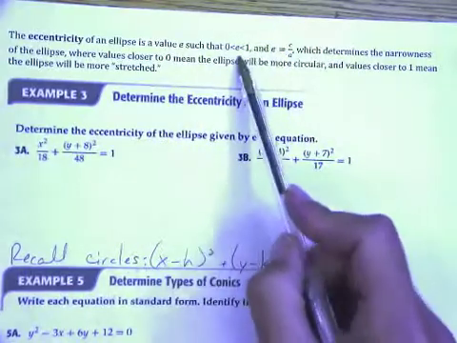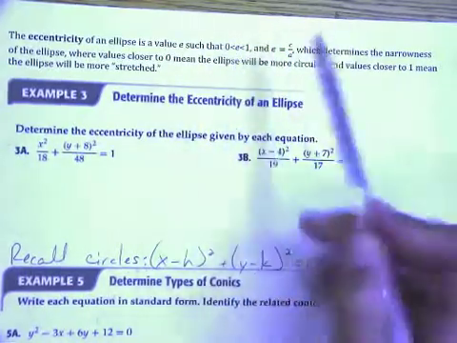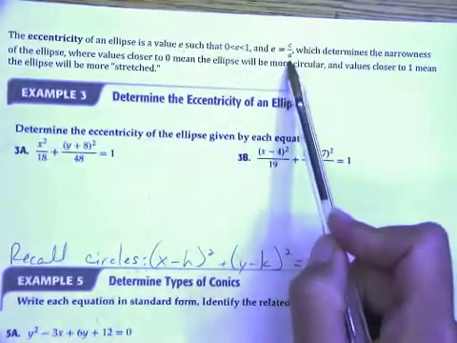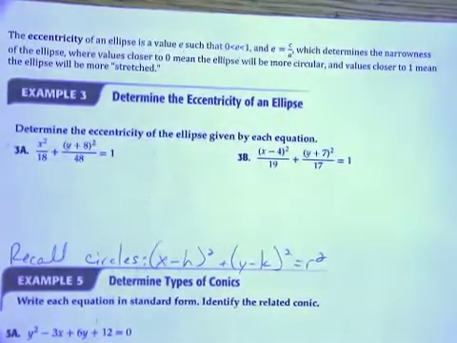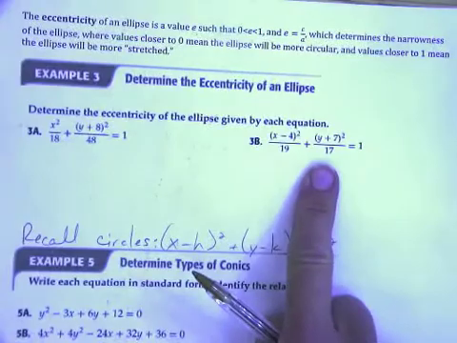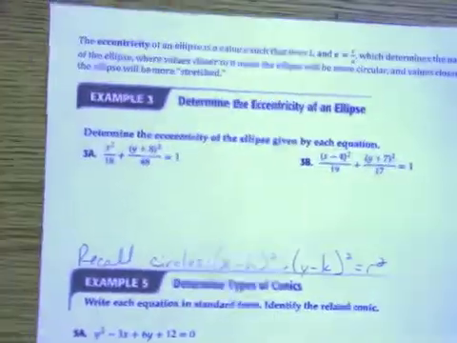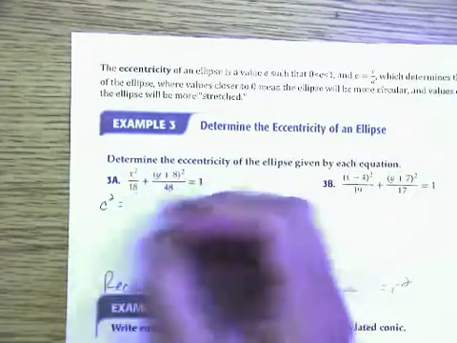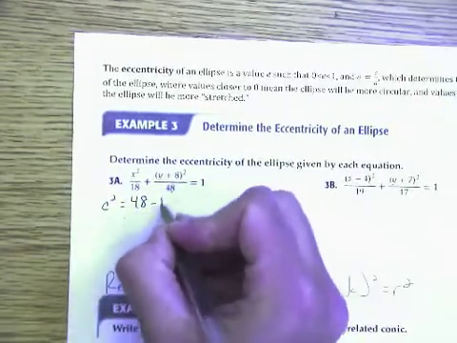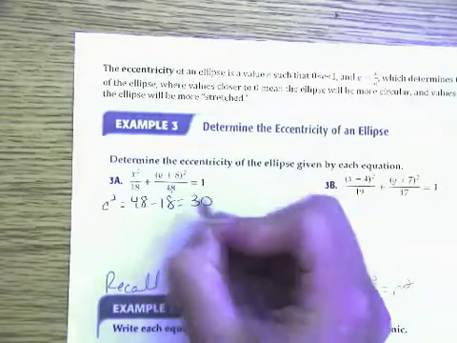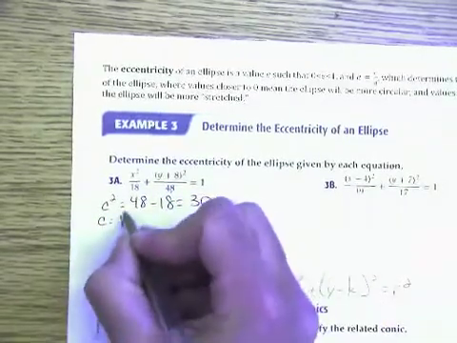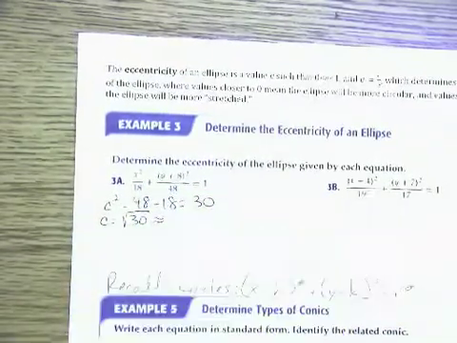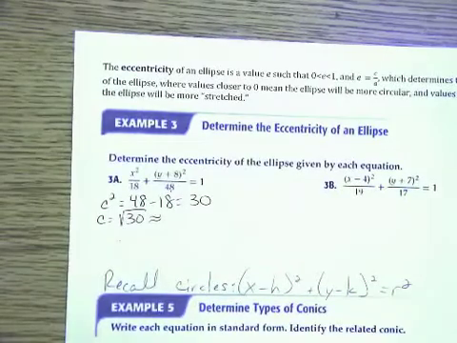I mentioned eccentricity earlier. Eccentricity is a value, we call it E, and it's always between 0 and 1, and it's the ratio of C to A. We've talked about the relationship between C and A. Here, we're given the equations, so I have to figure out what C is. C squared equals A squared minus B squared, so 48 minus 18, which is 30.